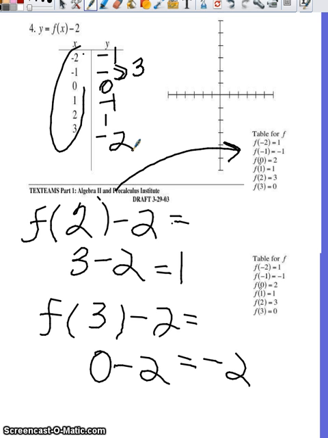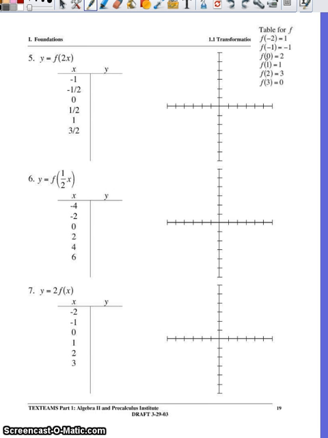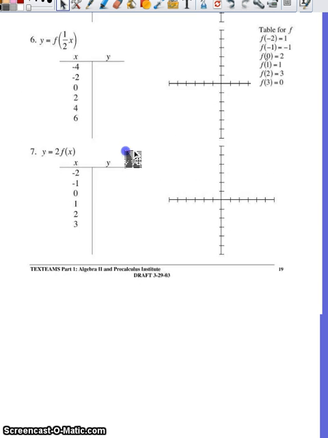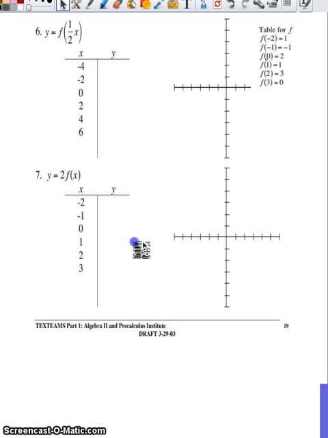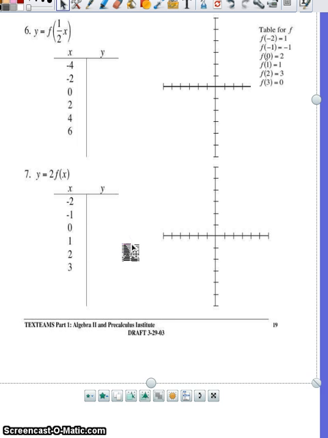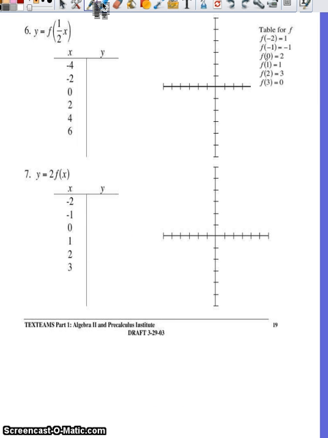Okay, let's look at this last page. We're going to be working with problem number 6. Okay, again, make sure you have that table copied. All right, so problem number 6 says y equals f of 1/2 x. So this is actually pretty similar to what we did on the first page, except this time it is using a fraction instead of a whole number. So let's see what happens when we use a fraction.